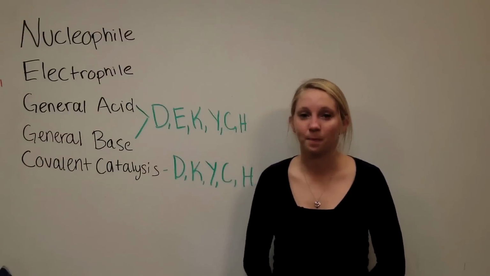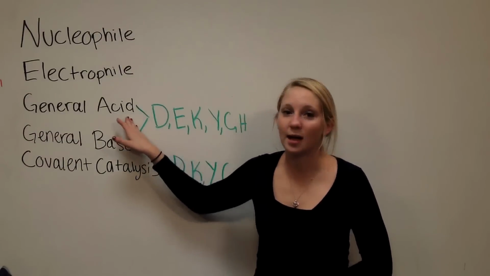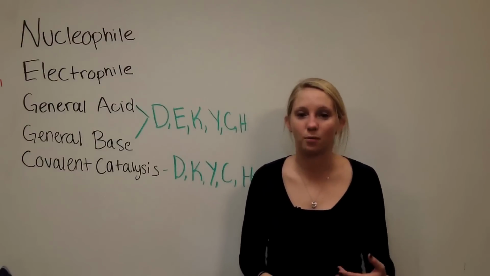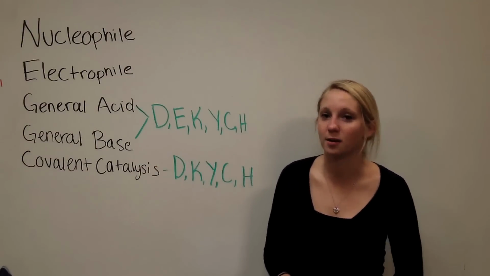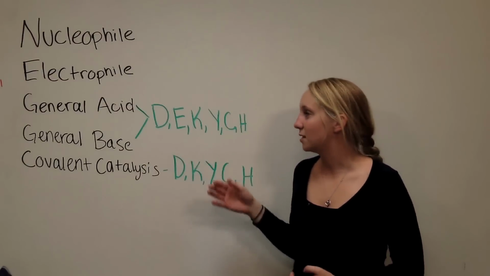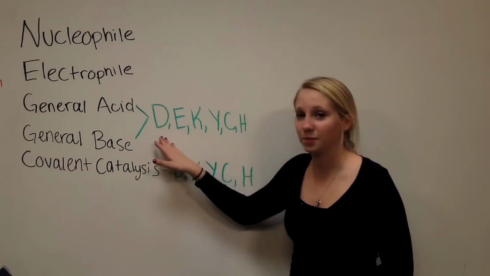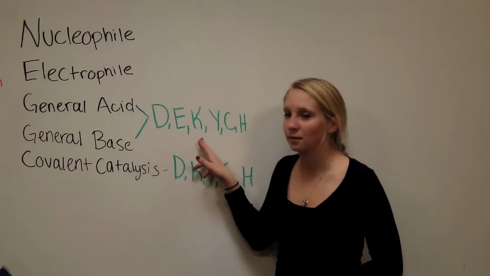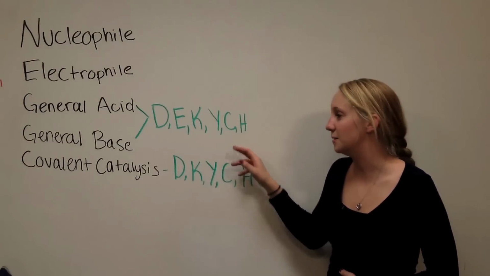the electron pair. If you want to talk about this process in terms of protons, use the term general acid to refer to something that's going to donate a proton in solution, and general base to refer to something that's going to accept the proton. And here I have the amino acid residues that are capable of acting as a general acid or general base in solution, and those are aspartate, glutamate, lysine, tyrosine, cysteine, and histidine.